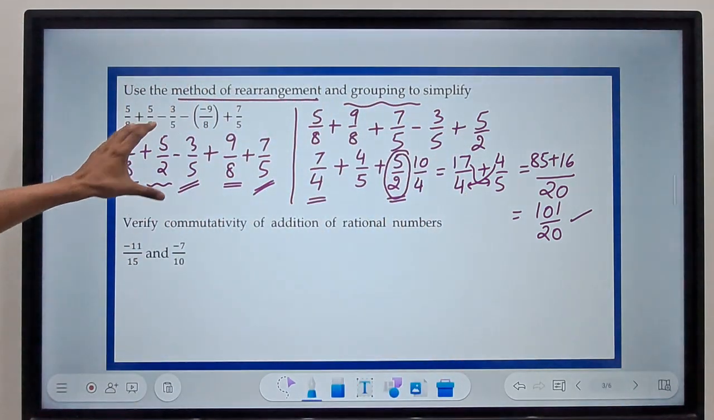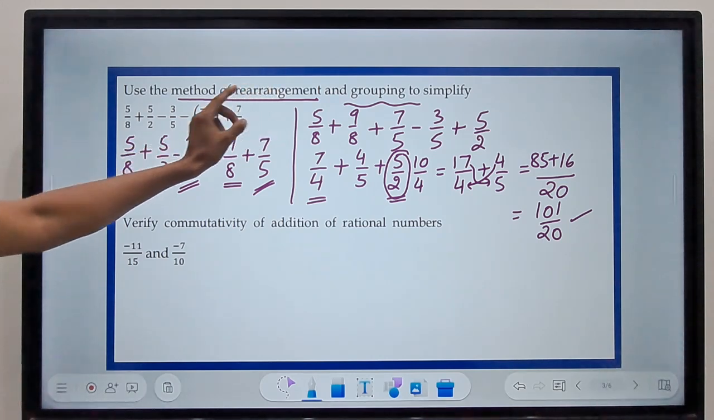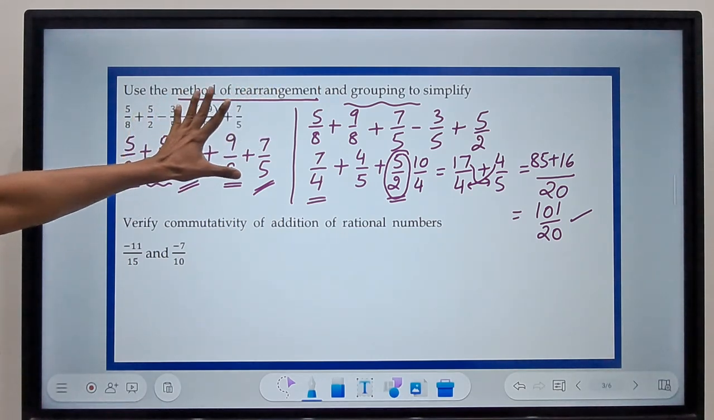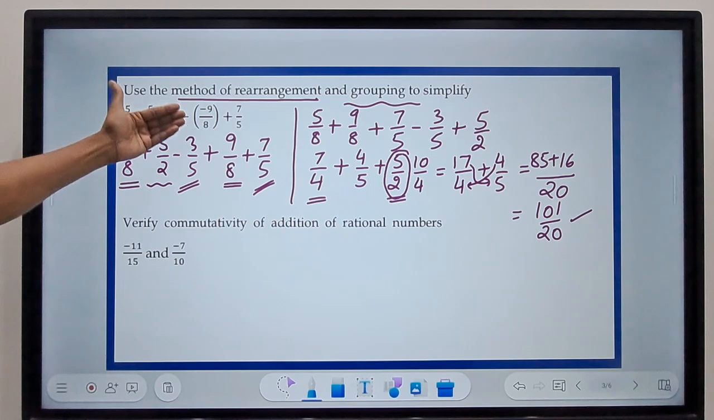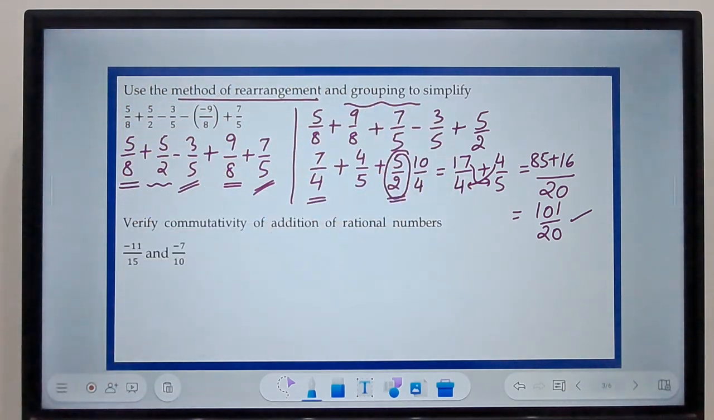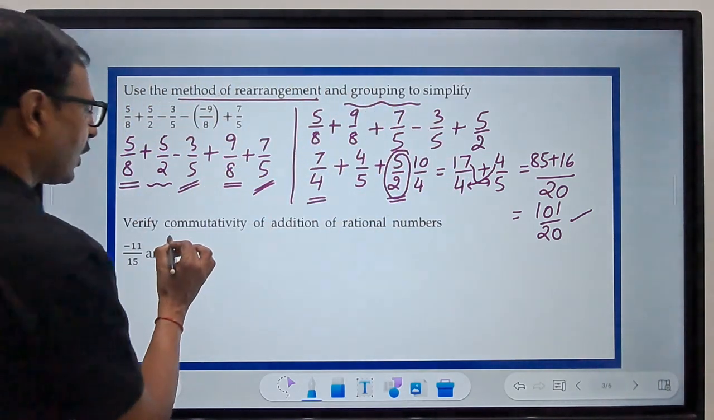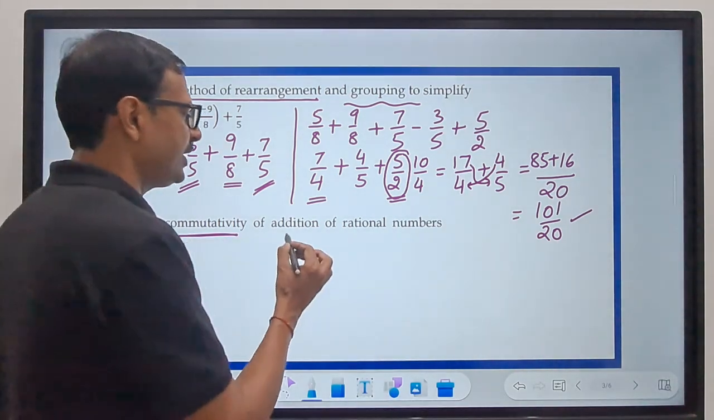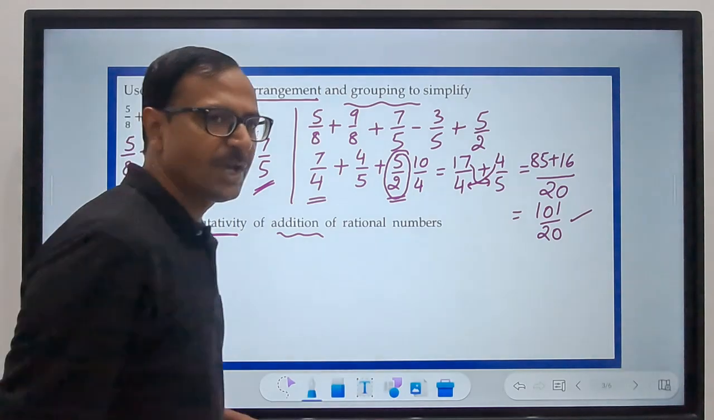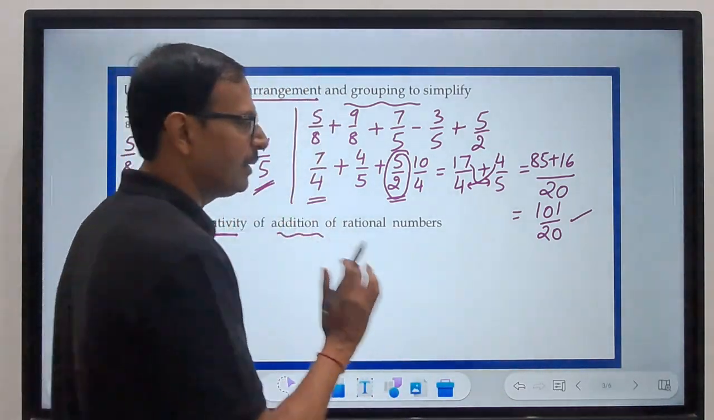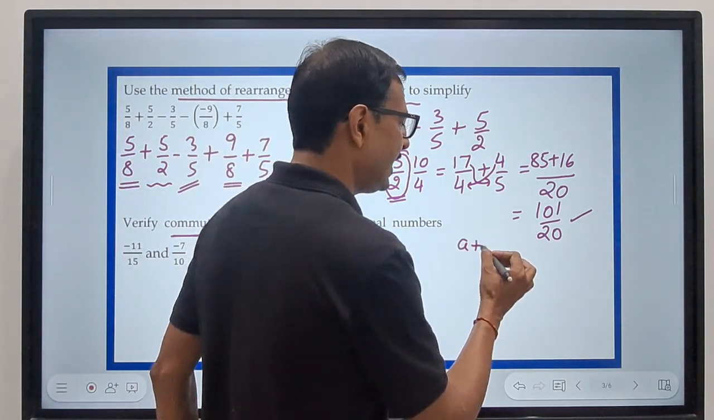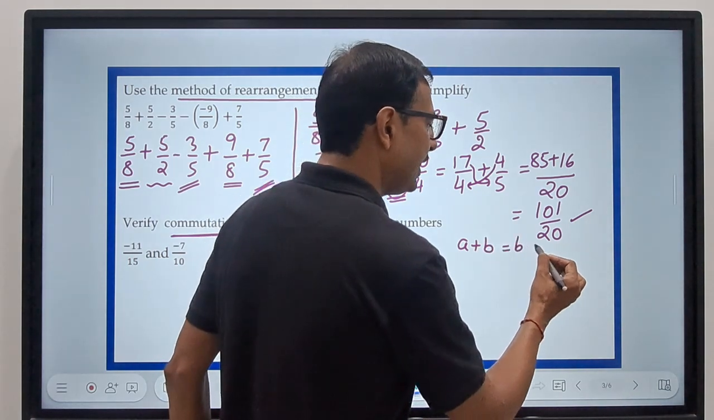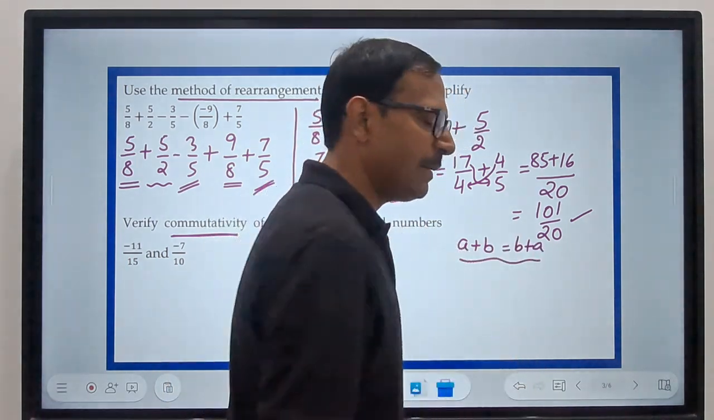And what is the takeaway from this? The takeaway message is the method of rearrangement. So how do you rearrange these 5 fractions to convert them into a much simpler form? Likewise, you have the property, the commutativity. If you are asked to verify the commutativity of addition of rational numbers, you should know that commutativity basically is when you add A and B, or you add B and A, it gives you the same result.